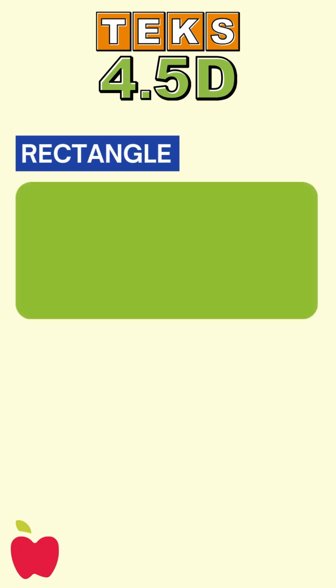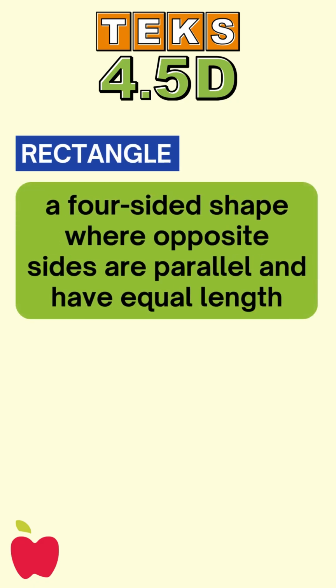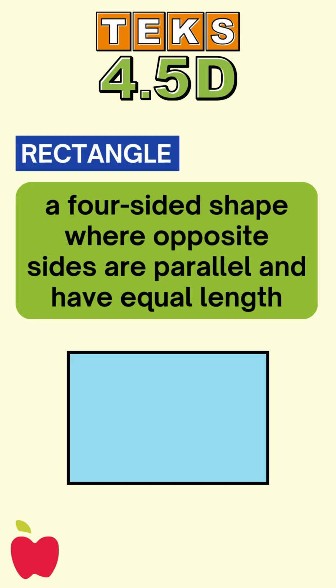A rectangle is a four-sided shape where opposite sides are parallel and have equal length. This means the two sides that are across from each other are always the same length, and the two other sides are also the same length. A rectangle also has four corners, and each of those corners is a right angle.